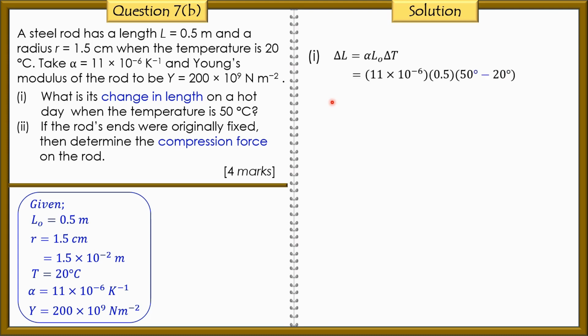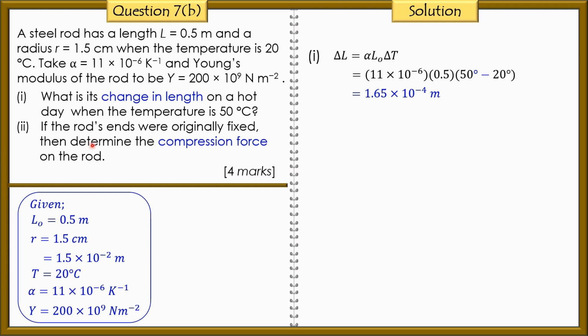To calculate the change in length, which is delta L, our equation for linear expansion is delta L equal to alpha L naught delta T. You substitute the values given, where the coefficient of linear expansion alpha is 11 times 10 to the power negative 6, L naught is 0.5, and the change in temperature is final minus initial. Our final temperature is 50, our initial temperature is 20. You will get that our change in length is equal to 1.65 times 10 to the power negative 4 meter.